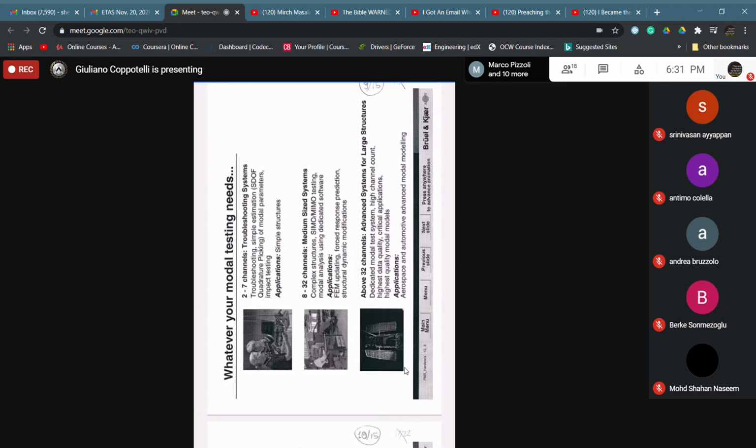How many channels? If you would like to become a modal tester, an engineer experienced with modal testing, then you have to consider that the number of channels makes a difference. If you have a low number of channels, then you can just do a troubleshooting analysis. If you have a mid-size system, with the number of channels equal to, let's say, 10 to 30, then you can do a very interesting analysis. If you would like a very specific and very refined analysis, then you need about 30 or even more channels.